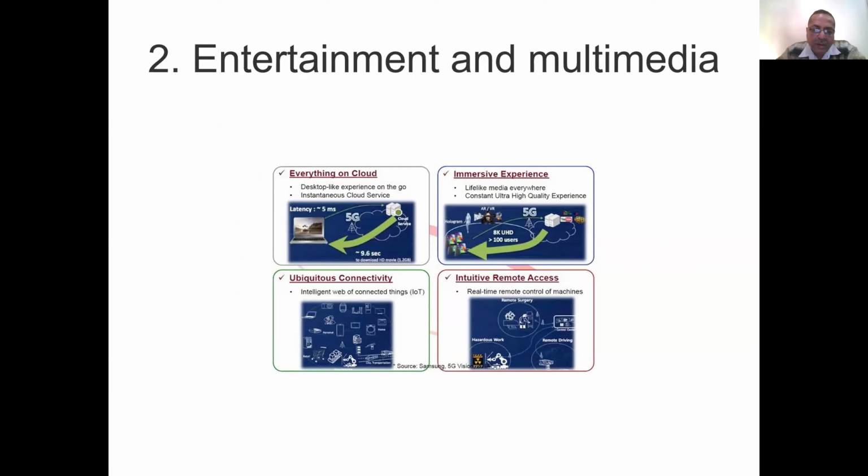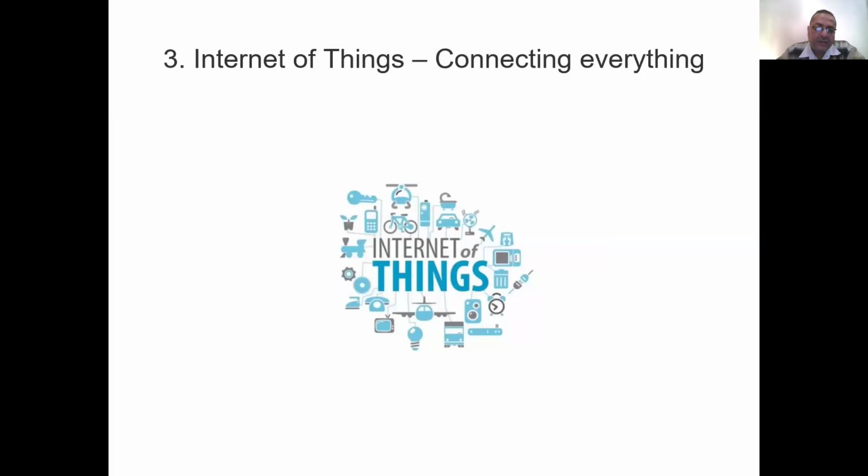If we talk of the cloud, by using 5G we can have a desktop-like experience, right? Again, many services are there, like we can have media everywhere. It is used for a constant ultra-high quality experience. Then IoT nowadays is a great buzzword in which all things are connected. IoT stands for Internet of Things, where all the devices are connected with each other. So it supports that, and it is also used for real-time remote control of machines with very high data transfer rates. That is what we call IoT.